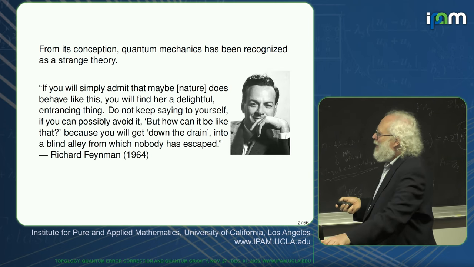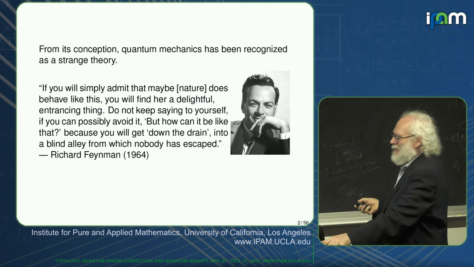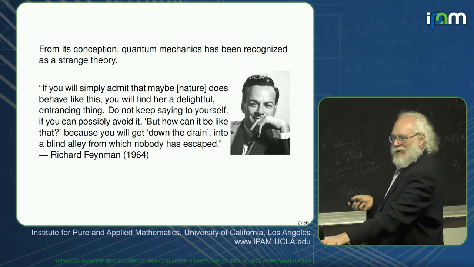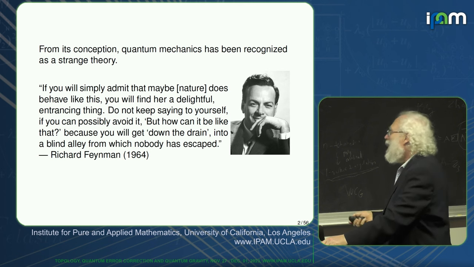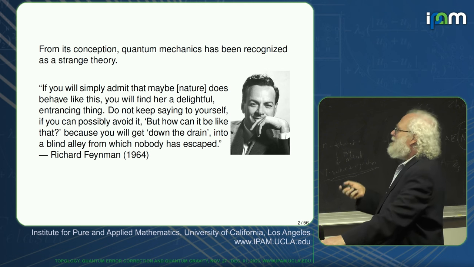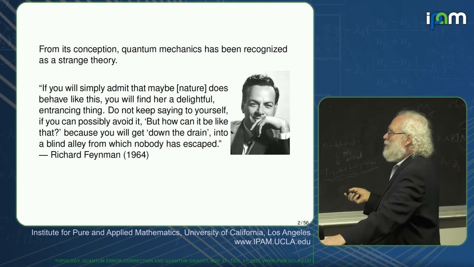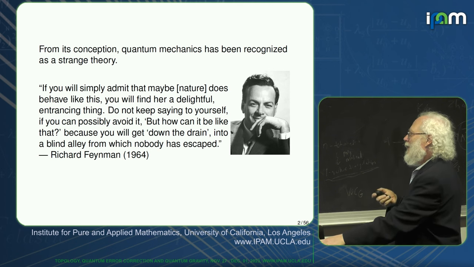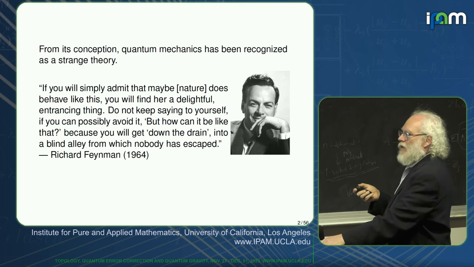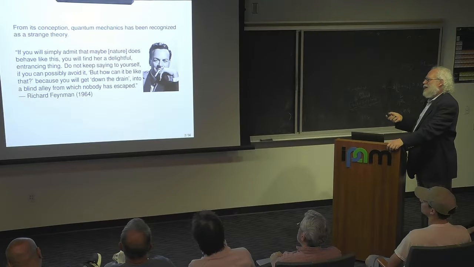So here is one, not from the early days, 1964, which is 30 years into real quantum mechanics, from Feynman. He says, if you simply admit that maybe nature does behave like this, you will find her a delightful, entrancing thing. But do not keep saying to yourself, if you can possibly avoid it, how can it be like that? Because you will get down the drain into a blind alley from which nobody has escaped.